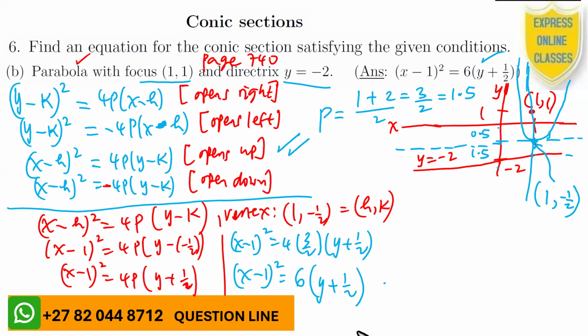That is the same answer. So now you must think about this.